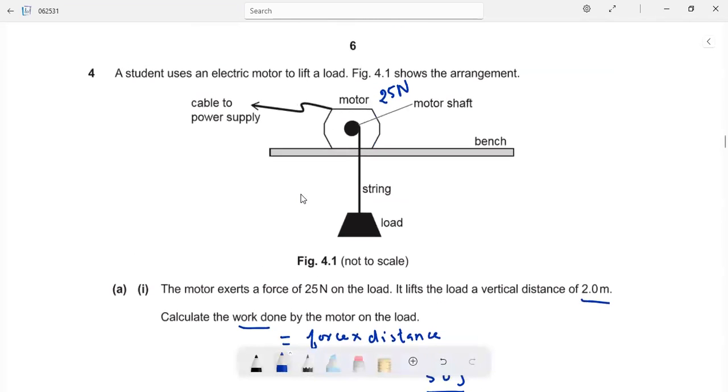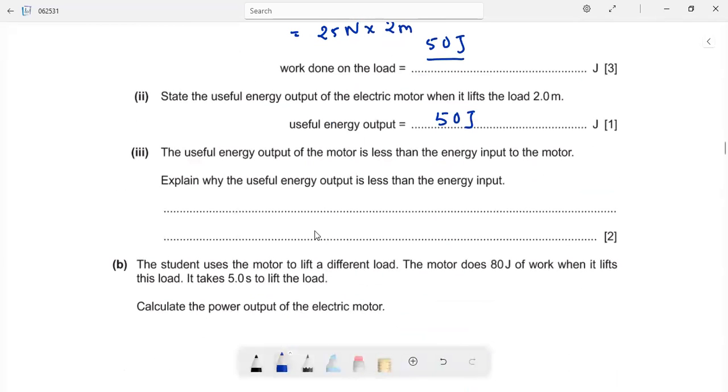So when the motor is working, here the input is there. When the motor is working, it will generate some heat. So some energy will be dissipated as heat. Power dissipation will be there. So it will not be the same as the input energy. You can write as power dissipation will be there, or some energy is wasted as thermal energy.